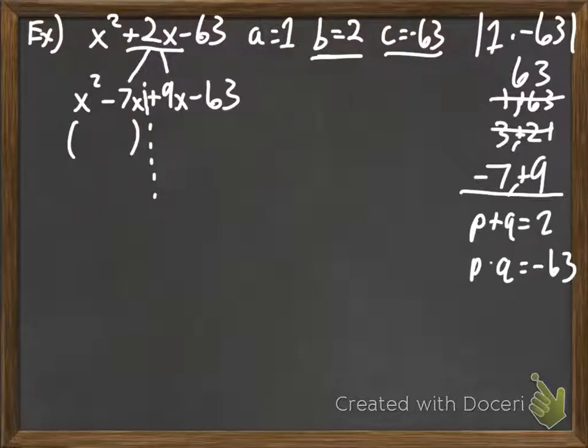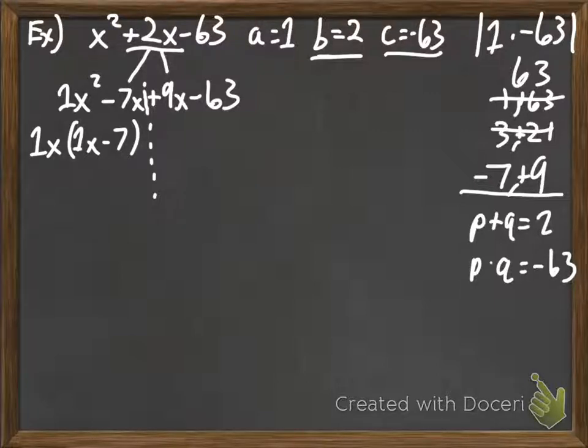In parentheses, I'm just going to factor this. I can factor out a 1. And I can factor out an x. So I get 1x minus 7. 1 divided by 1 is 1. Negative 7 divided by 1 is negative 7. Then I take away an x from each.